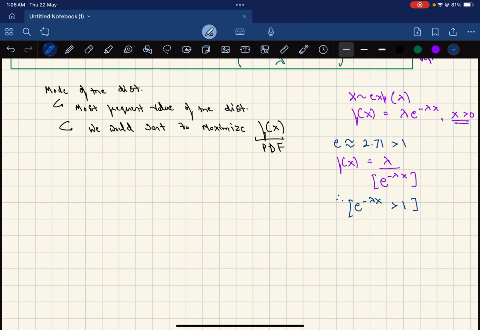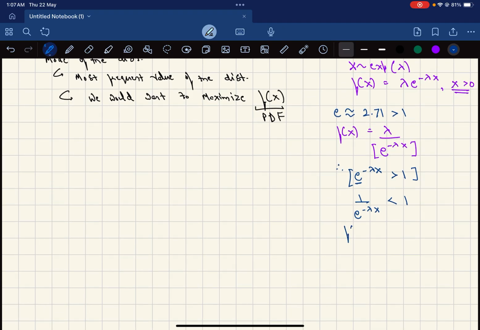We already know x is greater than 0. Therefore, e to the power minus lambda x would always be greater than 1, because anything raised to power 2.71 would always be greater than 1. To get a value less than 1, we would have to have this base value as less than 1, which is not the case here. Now, since e to the power minus lambda x is greater than 1, therefore 1 upon e to the power minus lambda x would be less than 1.